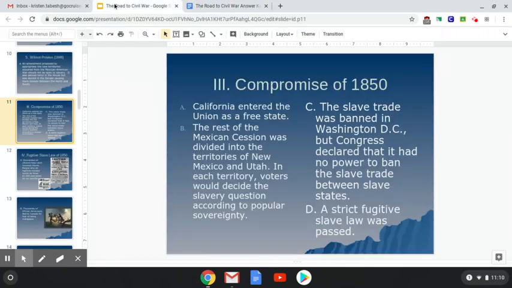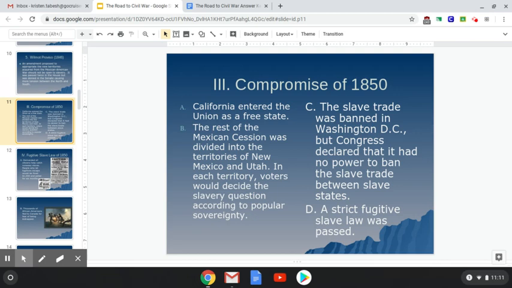So, moving forward, the Compromise of 1850: California entered the Union as a free state. So, the state of California, once that was gained from the Mexican-American War, they decided to make it a free state, so slavery was prohibited in this area.